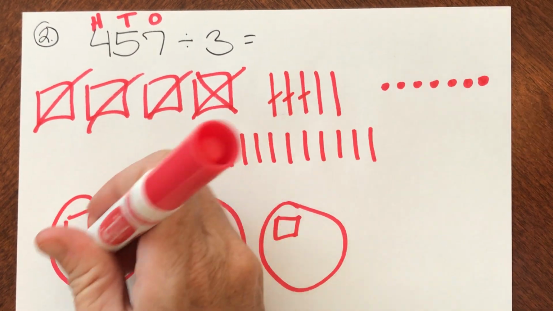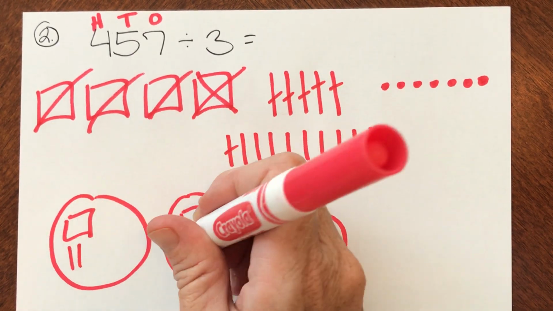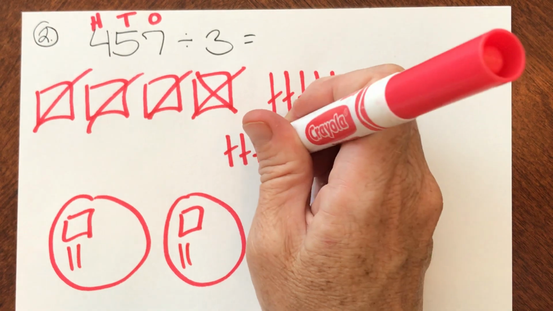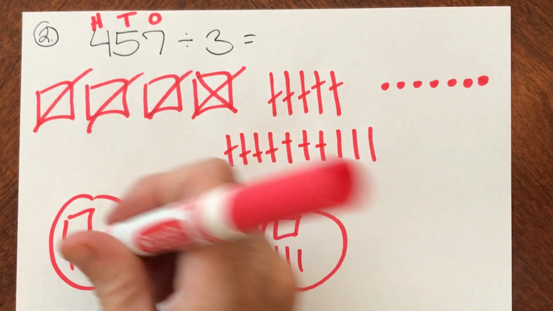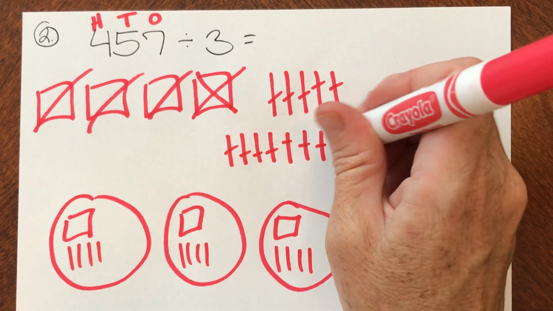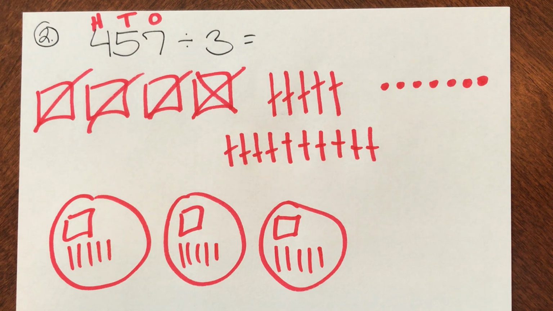1, 2, 3. Each group gets 3 tens, and I keep passing them out. Ooh, I had just enough. I didn't have to unbundle any.